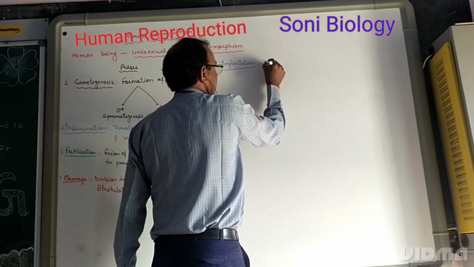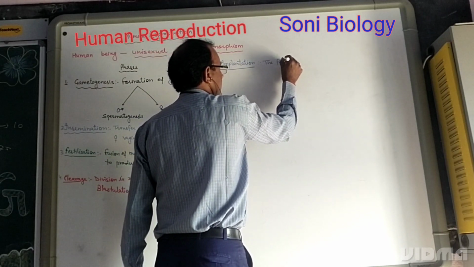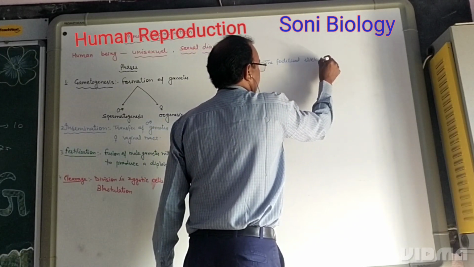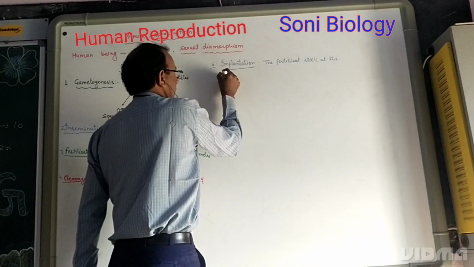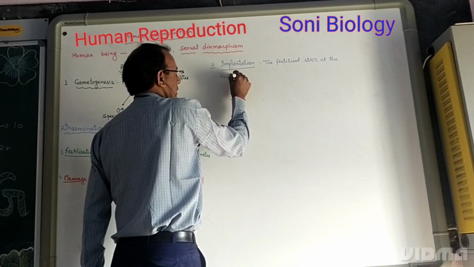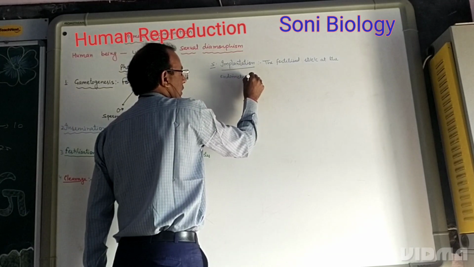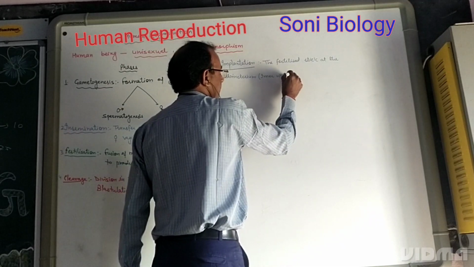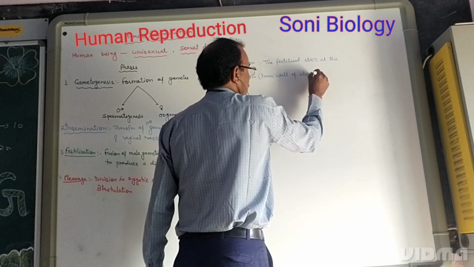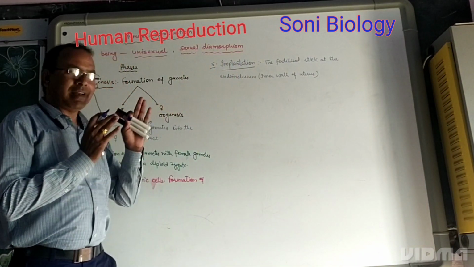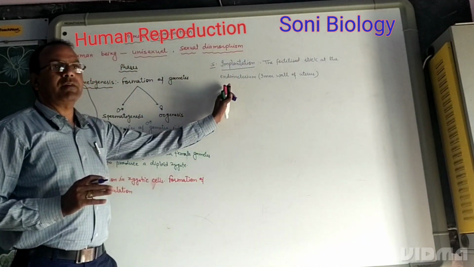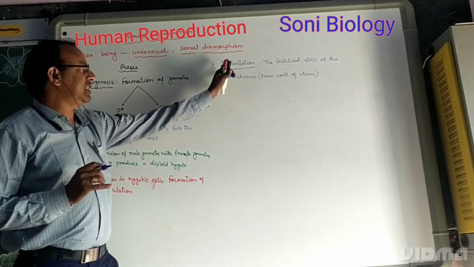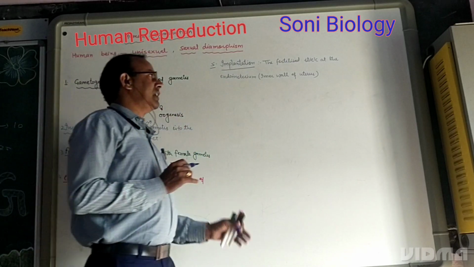The fertilized egg sticks at the endometrium. Endometrium is the inner wall of the uterus. This fertilized egg then sticks at the inner wall of the uterus, which is called the endometrium, and this stage is known as implantation.